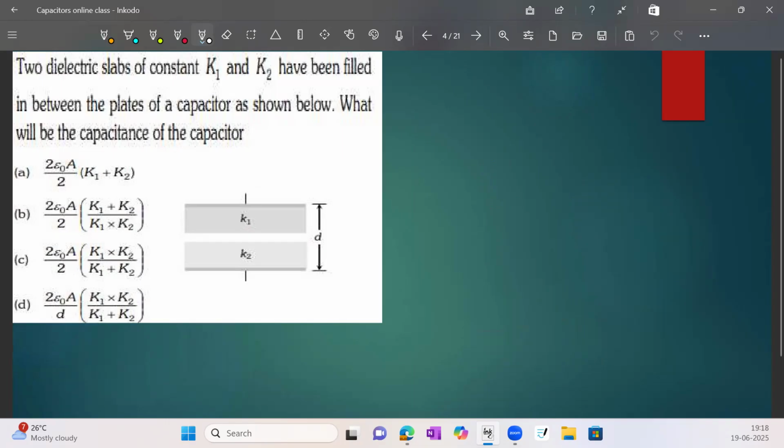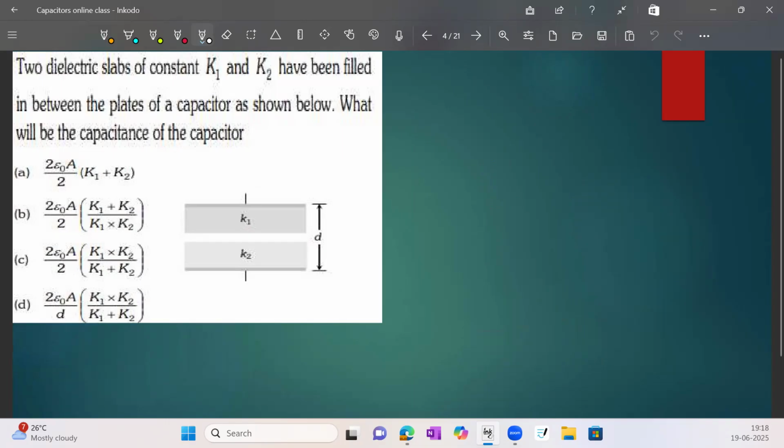Two dielectric constants K1 and K2 are filled between the plates of the capacitor shown. What will be the capacitance of this, they ask. So what we have is the answer for this. Now you may have some confusion here.